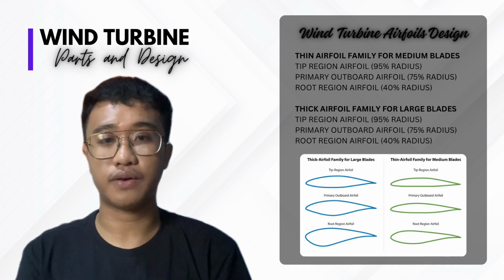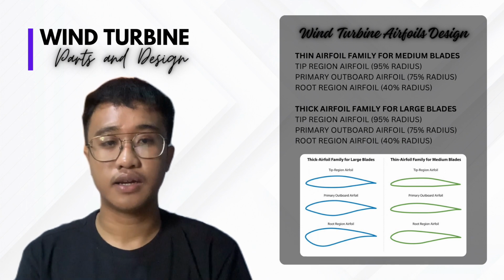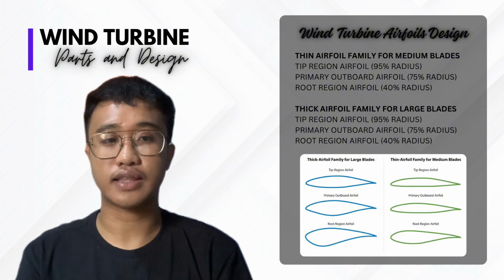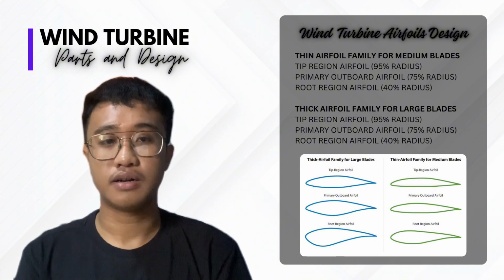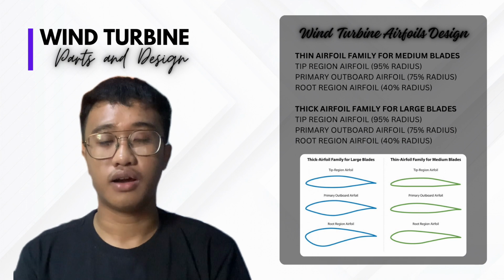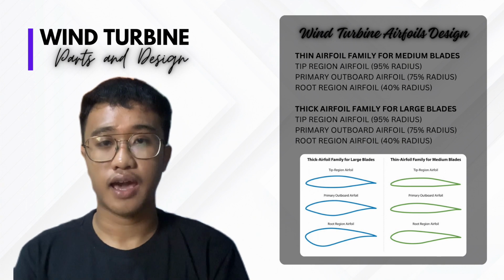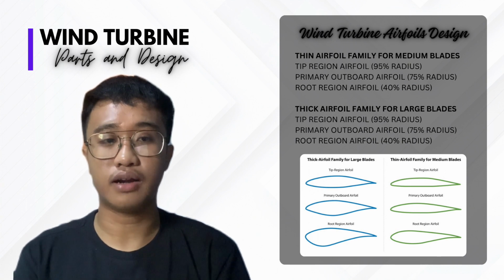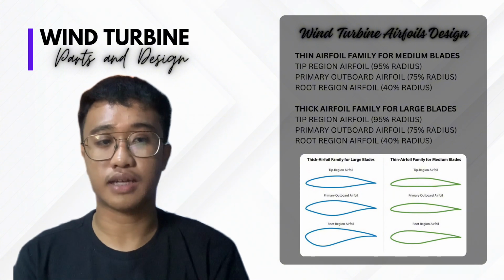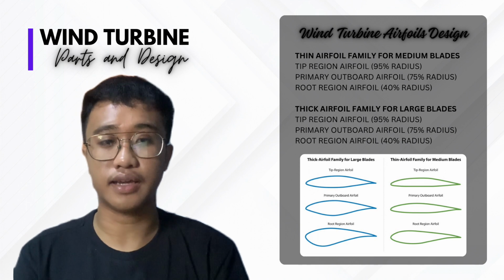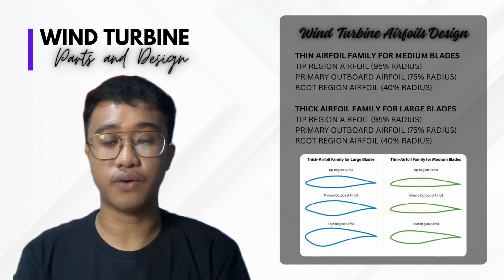So for the thin airfoil family for medium blades, first, the tip region airfoil that has 95% radius, primary outboard airfoil that has 75% radius, and the root region airfoil that has 40% radius. And for the thick airfoil family for large blades, first the tip region airfoil that has 95% radius, primary outboard airfoil that has 70% radius, and root region airfoil that has 40% radius.